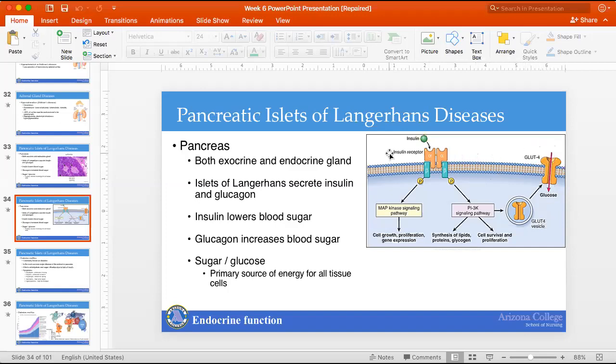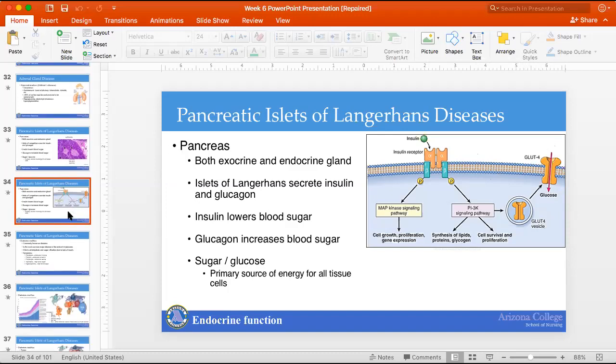And so what happens with, maybe I won't go into that yet because it's possible we're going to go over that in other slides. But think about this. This is kind of the normal functioning: insulin attaches to a receptor, glucose comes in on a different receptor, GLUT4. You don't need to know what GLUT4 is, but glucose then comes into the cell.